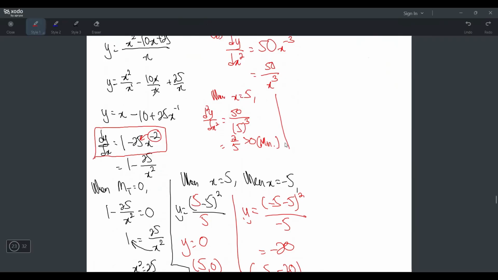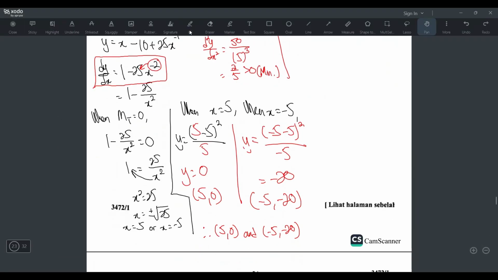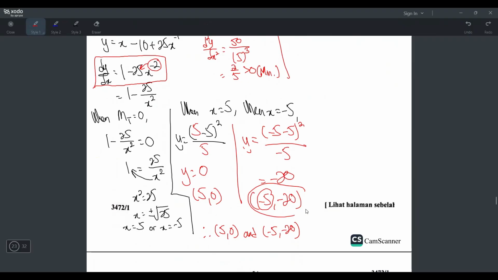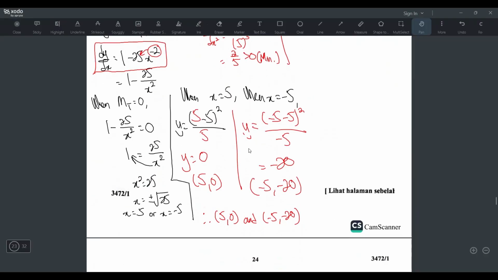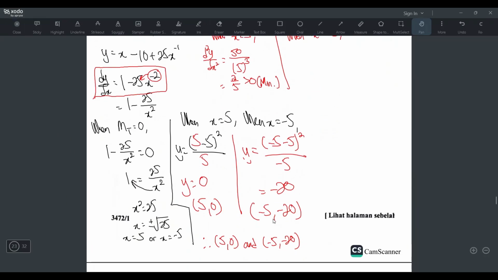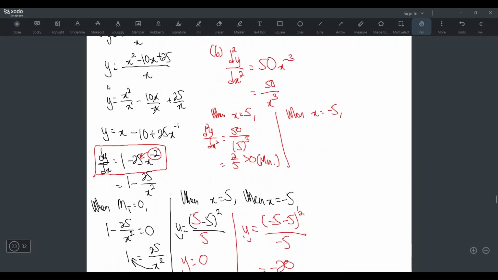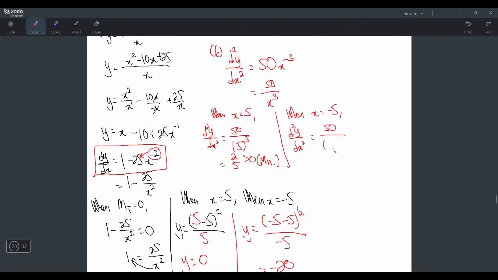Then automatically the next one will be maximum already, but I will do it anyway. So when x equals -5, the other one you have to sub with -5. When you sub -5, you are not just testing for this, you are testing for whether the whole point is minimum or maximum. It means you only need the x coordinate to know whether it's minimum or maximum. You don't need the y coordinate. When you sub the x coordinate, it's already testing the whole point. When x equals -5, the second derivative d2y/dx2 will be 50 over bracket -5 power 3, and you end up getting -2/5, which is less than 0, which indicates maximum.